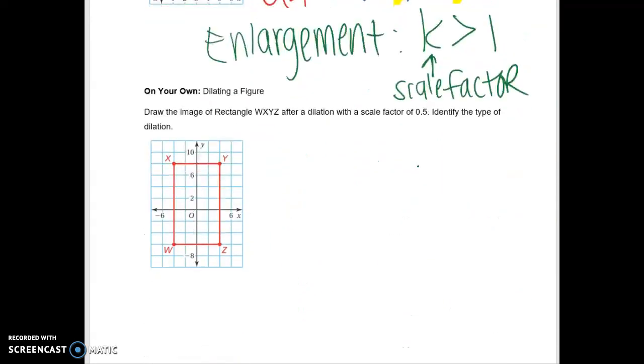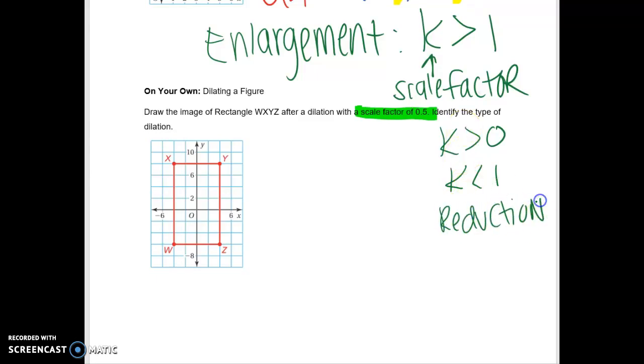Go ahead and try this one on your own. You can see right here the scale factor is 0.5. So we know whenever we have a scale factor that is greater than 0 and less than 1, it is a reduction. So go ahead and apply the scale factor to your x and your y coordinates, and your image should get smaller. If it doesn't get smaller, then that hints to you that you've done something wrong. Go ahead, try this one on your own.